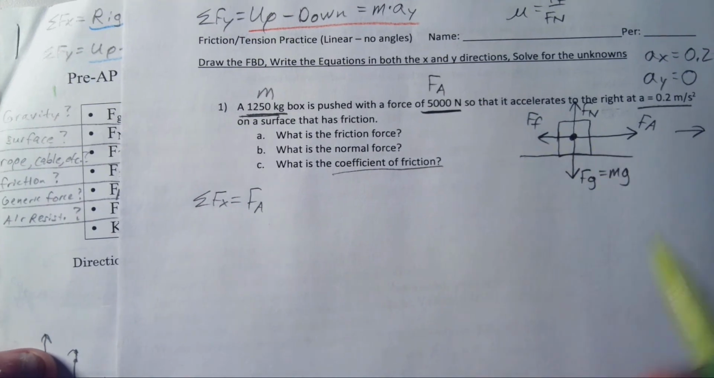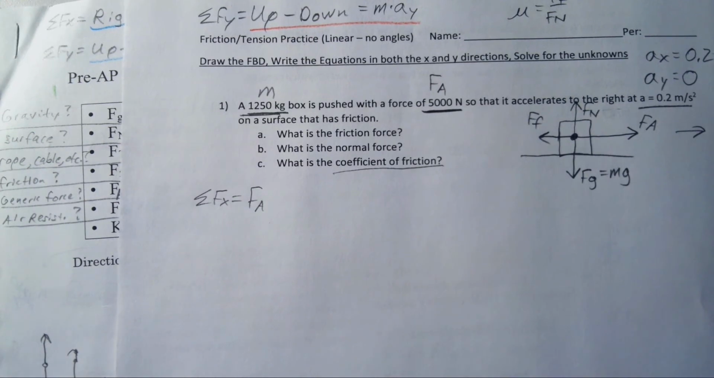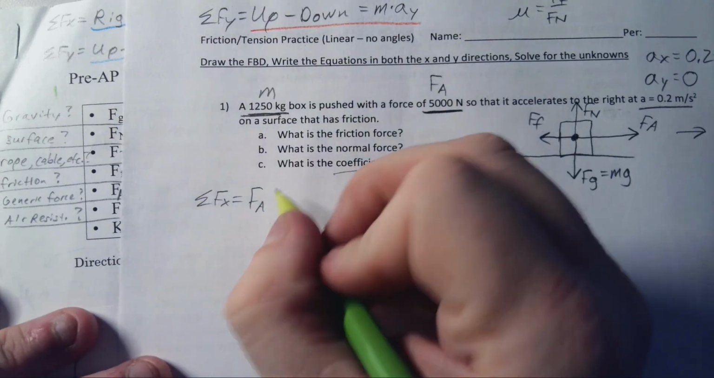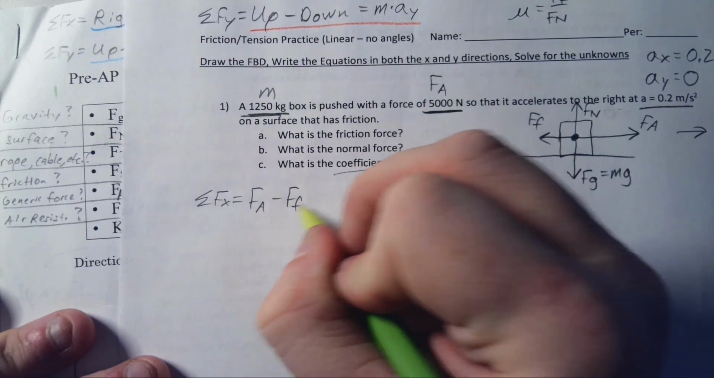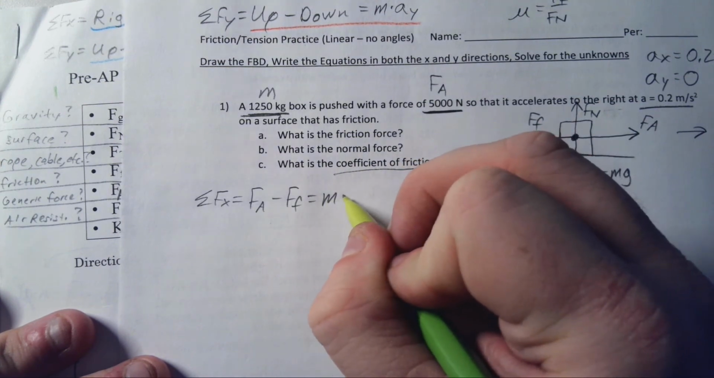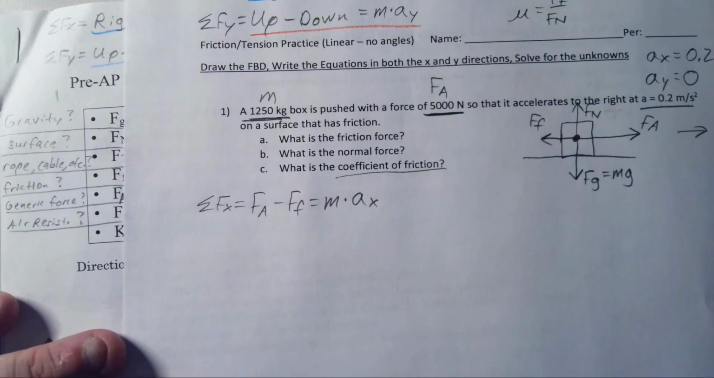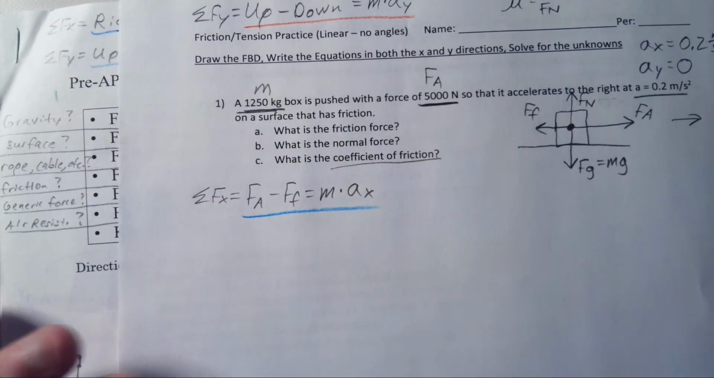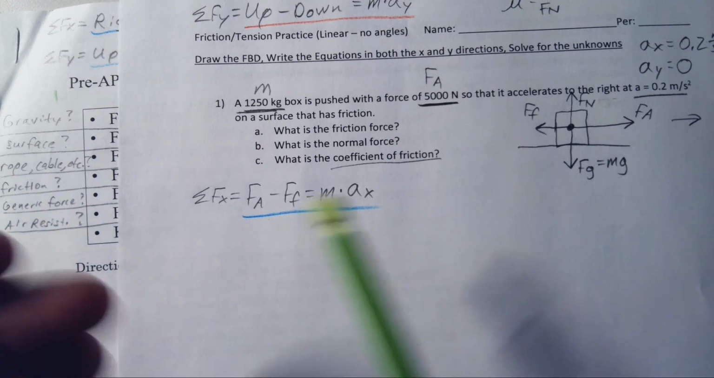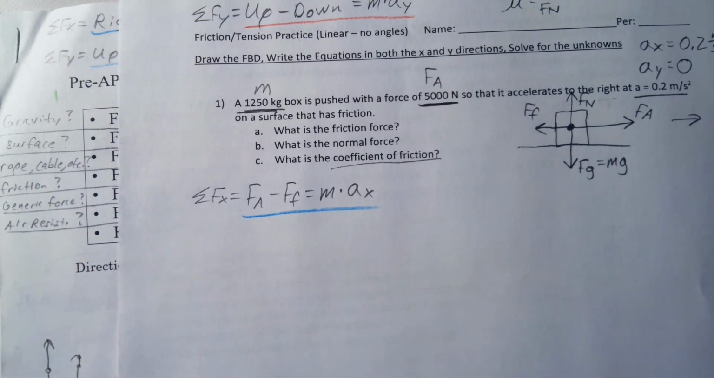Subtract all the forces going to the left. It's always right minus left. It's not bigger minus smaller. It's always right minus left because we have determined that right is positive and up is positive. So F of A minus force of friction equals M times A of X. So this is our equation right here, and we'll have to decide, do we have enough information in here to solve for it? So let's now plug in what we know.